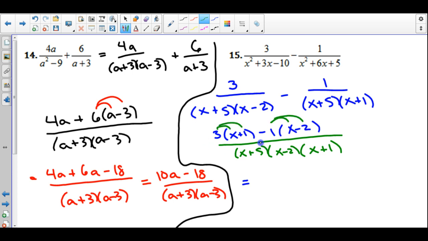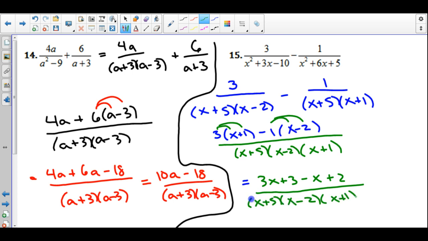So be really careful with signs. So I have 3x plus 3, and then right here negative x, and then you have a negative times a negative, so plus 2. So it's really important that we do leave this x minus 2 in parentheses so that I can distribute a negative sign. And then you'll keep your denominator the same, x plus 5, x minus 2, x plus 1.